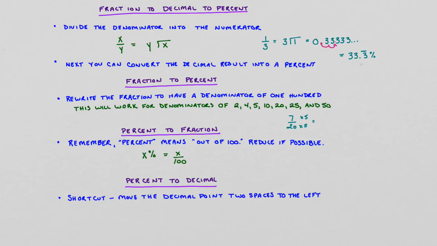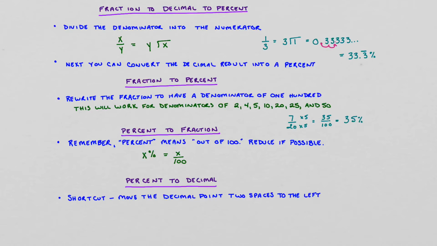And again, since I want to maintain the value of that fraction, if I am multiplying the denominator, or the bottom half of the fraction, by 5, I also need to do that to the top part. I need them to grow at the same rate. So this would give me 35 out of 100. And again, using that definition of percent, we have 35 out of 100. We can note that this is 35%.